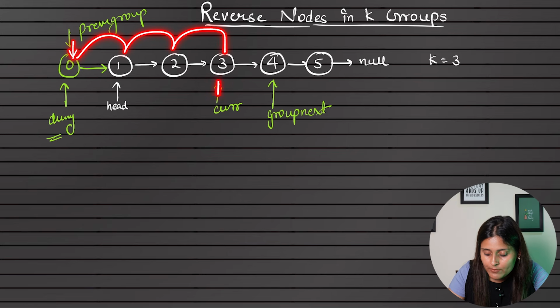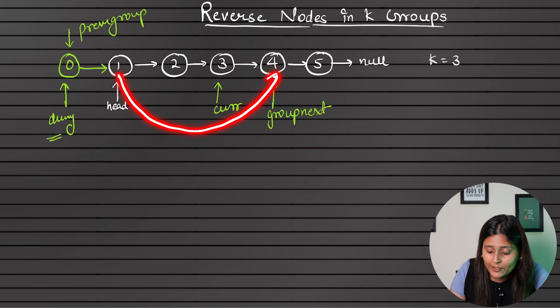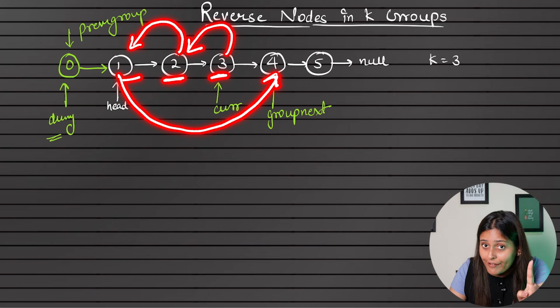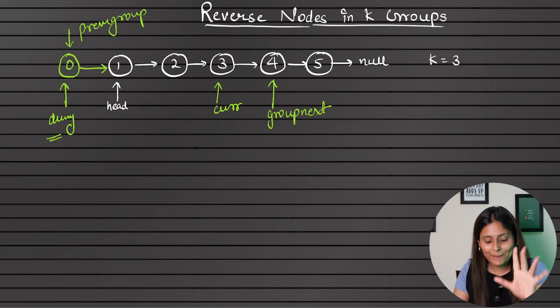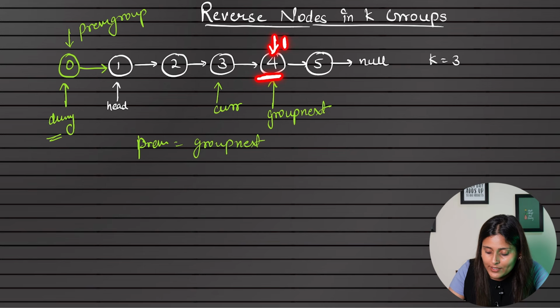Again, I have started my current from here. I took 3 jumps to reach here. I wanted this group. So 1 needs to be connected with this, 2 needs to be connected with this and 3 needs to be connected with this. Can I say for 3, 2 is previous? For 2, 1 is previous. Listen very carefully. And for 1, can I say 4 is previous? So can I say previous is nothing but group next? This is my previous, correct?